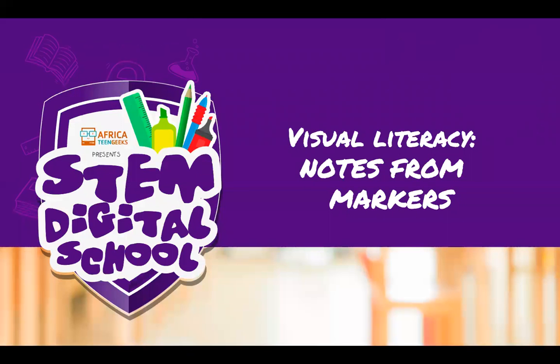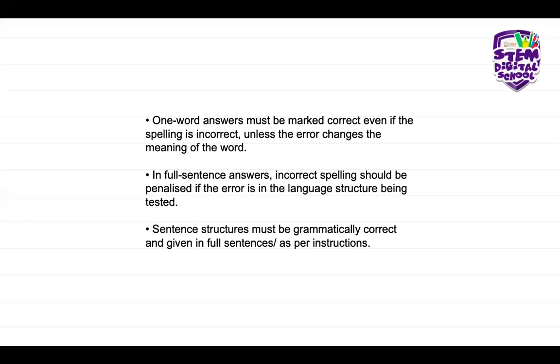Okay, so cartoons, visual literacy. What are the notes from markers generally when they mark visual literacy? There are three very important things. I might have even said this the other day, that one-word answers must be marked correct even if the spelling is incorrect, unless the error changes the meaning of the word. But don't bank on misspelling a word.